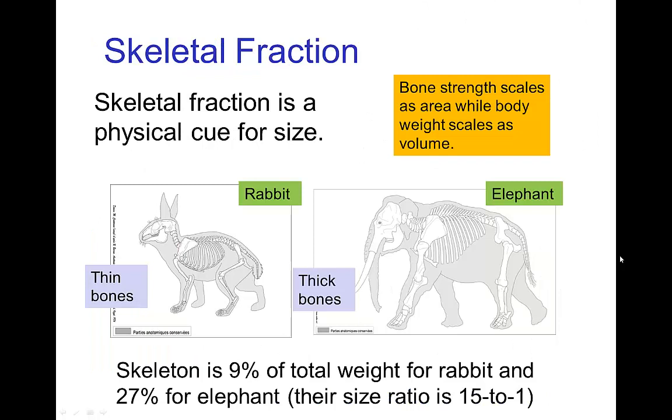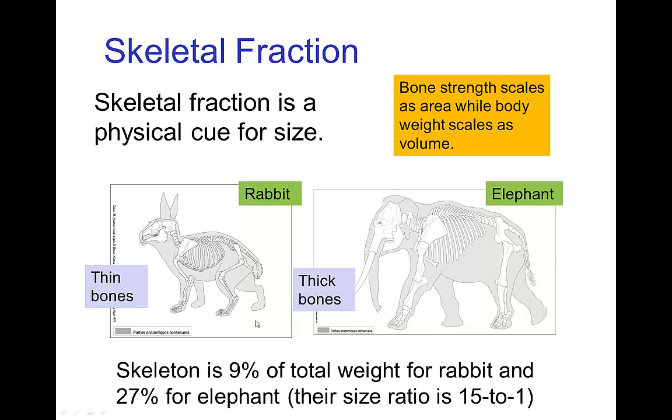Now, this leads to a number of physical cues for animals. Since bone strength is similar to muscle strength in that it depends on the cross-sectional area, small animals can have thin bones, whereas large animals, in order to support their weight, need to have proportionally thicker bones.